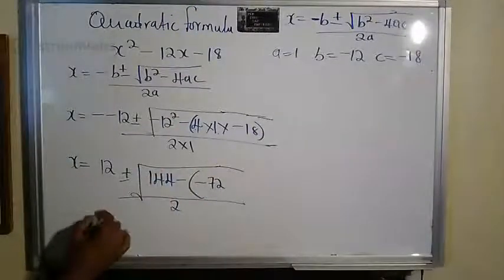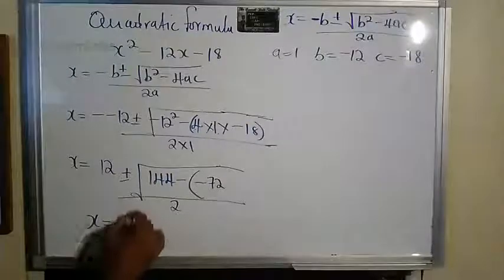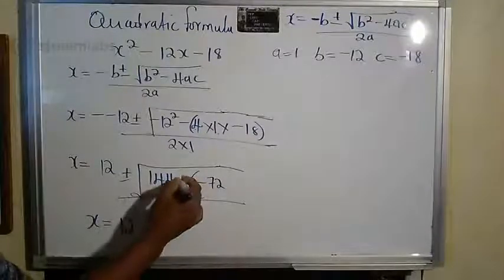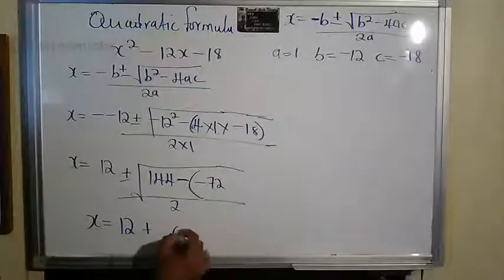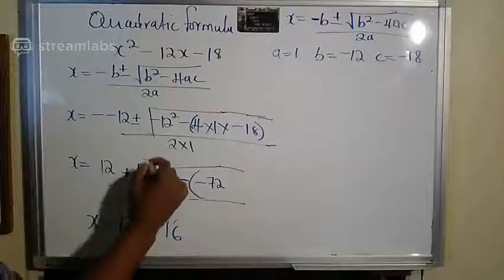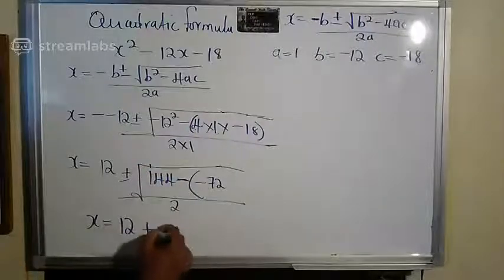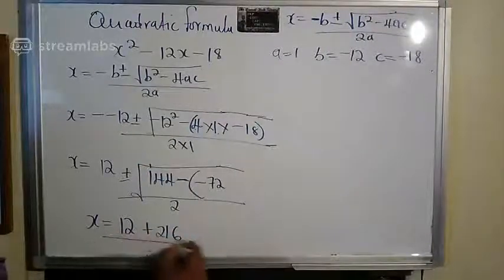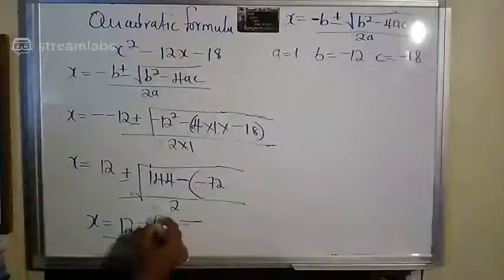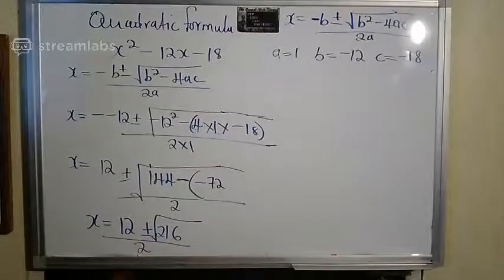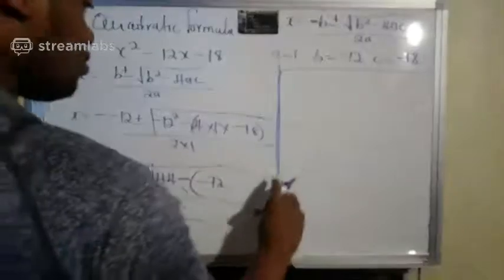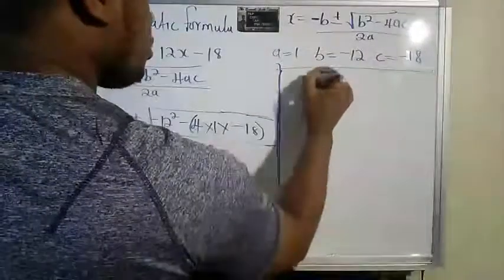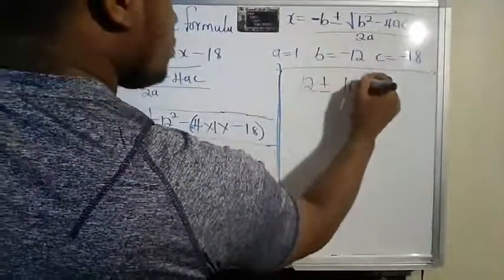So you still need 144, and this has become plus. So 2 and 4 are 6, 4 and 7 are 11, 2 and 1. Oh, that's 216, right? So tell me the square root of 216. 14.6. Alright, so 12 plus or minus 14.6 divided by 2.